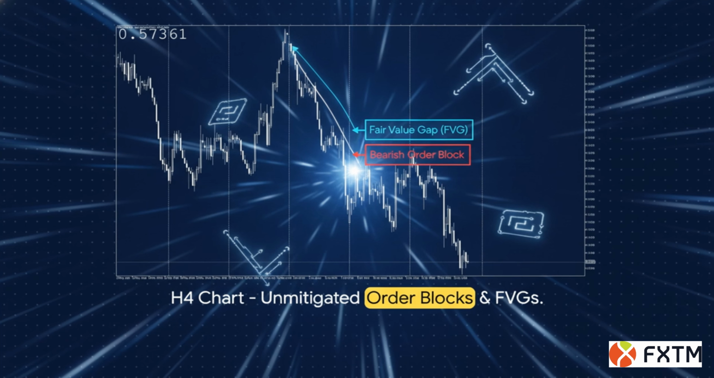It created a severe inefficiency in price delivery, and the interbank price delivery algorithm absolutely abhors these vacuums. It has a very high mathematical probability of drawing price back up into this exact zone to rebalance the inefficiency. It needs to offer the buy side of the market before any further macro expansion to the downside can safely occur. These are the exact structural footprints we look for.